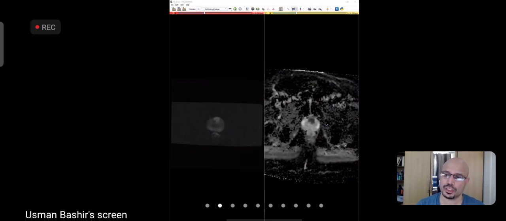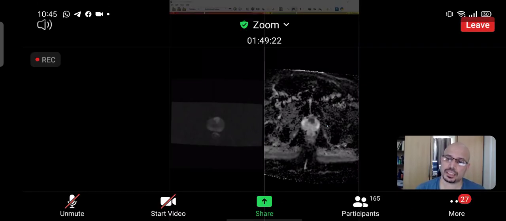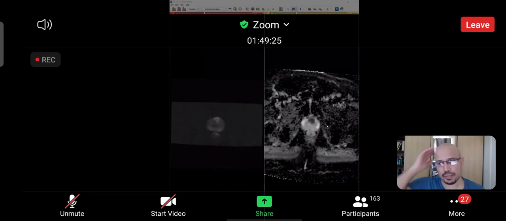Therefore, the box stops at the ADC. I recommend starting with the DWI images because they have higher spatial resolution, but confirm your findings on the ADC.